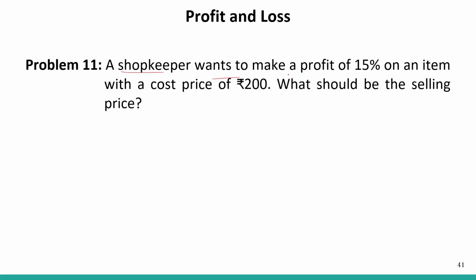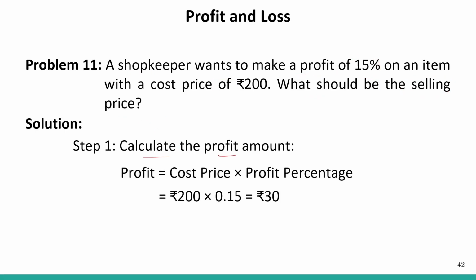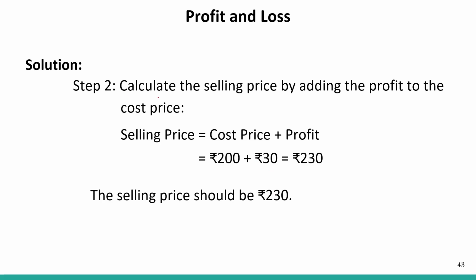So a shopkeeper wants to make a profit of 15% on an item with a cost price of 200. So what should be the selling price? Okay. So calculate the profit amount. Profit is equal to cost price into profit percentage. That is 200 into 0.15 is equal to what? 30 rupees, right? So step 2 is calculate the selling price by adding the profit to the cost price.